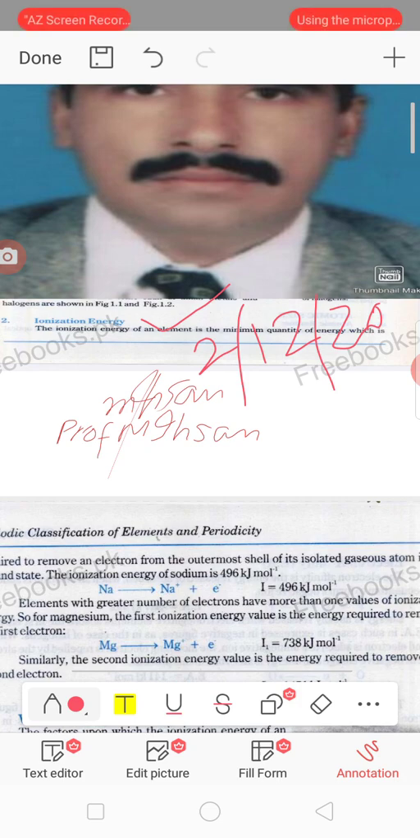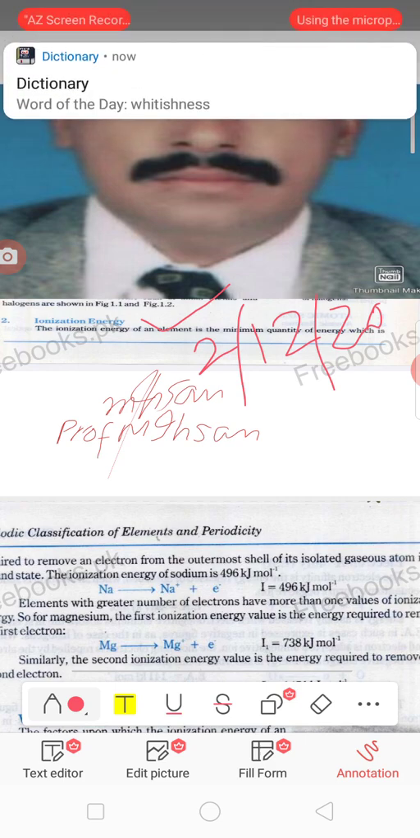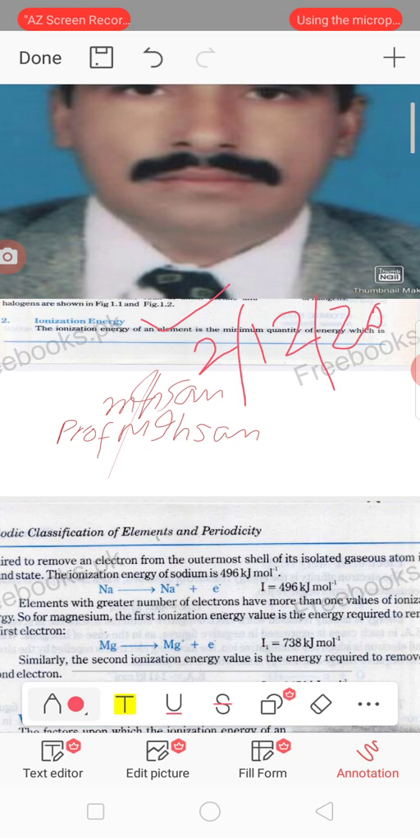Today's lecture is about ionization energy, of chapter number 1. First, we define ionization energy. The ionization energy of an element is the minimum quantity of energy which is required to remove the most loosely bound outermost electron in the valence shell.